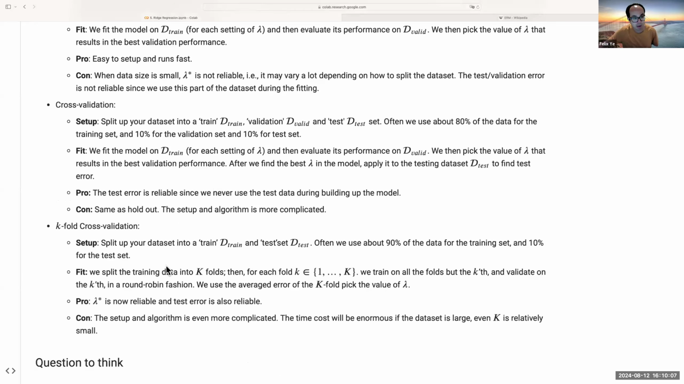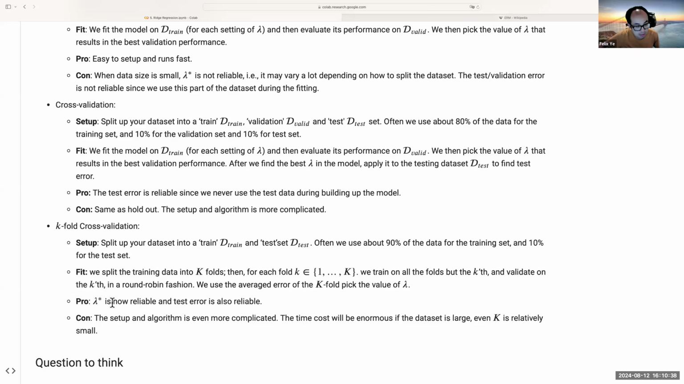And we also talked about k-fold cross validation. We split your data set into training and testing, basically 90% training, 10% testing. Then we further split the training data set into k folds. K could be 5, could be 3. We train on k minus 1 folds and validate on the remaining fold in a round robin fashion. Then we average the error over those k folds to pick the optimal value of lambda.